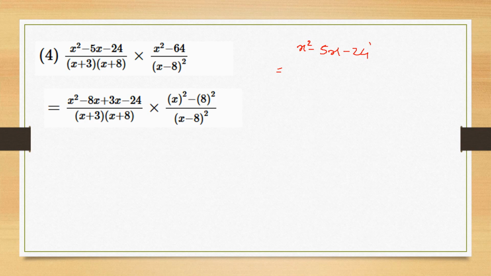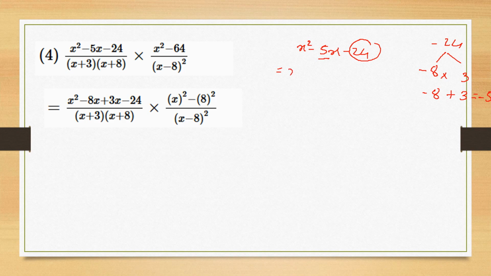So if you see here, we have minus 24. So minus 24 we have to split into two such numbers that after multiplying we get minus 24, and after adding we get a middle term, that is minus 5. So you see, if you take 8 and 3, 8 multiplied by 3 will give you minus 24, and minus 8 plus 3 will give you minus 5, which is the middle term.